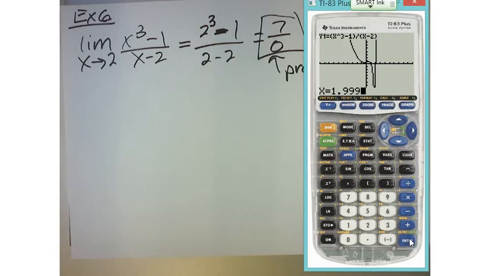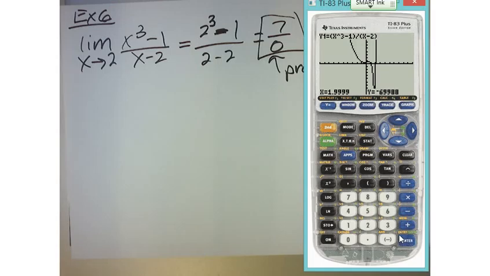So if I hit trace and I go 1.999, really close to 2, I get a y number. It's a really negative y number. It's negative 6,900 and something. So now if I plug in 1.9999, hit enter. Now I'm at negative, well, basically 70,000. Okay? So what do you think the limit of this thing's going to be as it approaches 2? Negative infinity, right?